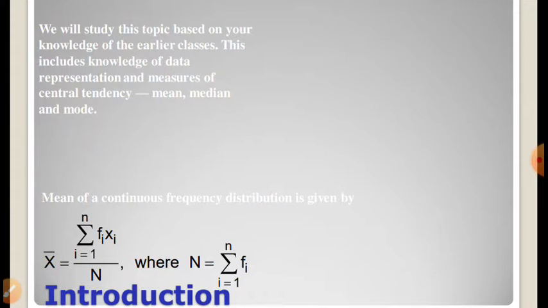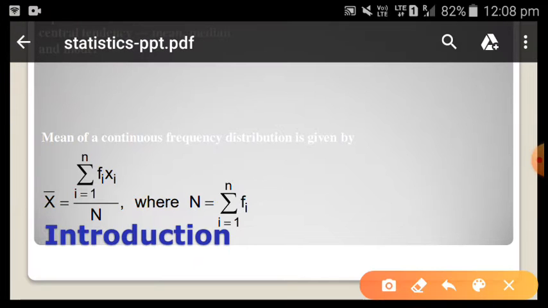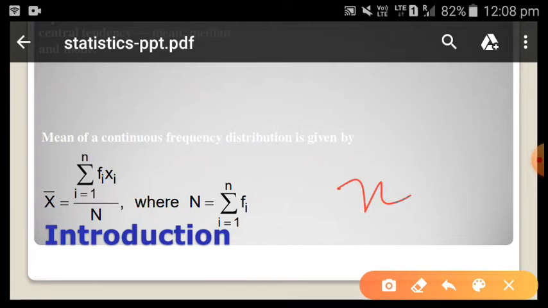This includes the knowledge of the representation, because already I told you. So now, mean of a continuous frequency distribution. Usually mean is represented by x bar. Mean is represented by x bar. So this is for ungrouped data.